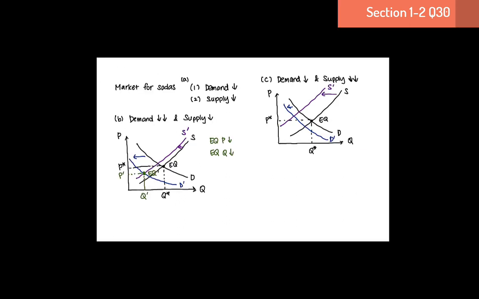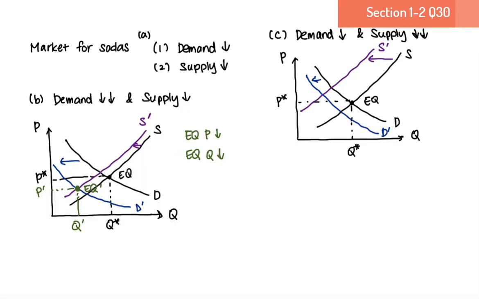However, when we draw these shifts out, since we're assuming that the fall in supply was greater than the fall in demand, your supply curve should shift to the left more than the demand curve. And where these two graphs meet is your equilibrium, with equilibrium price P prime and equilibrium quantity Q prime. Compared to the old equilibrium, we see that the equilibrium price is now higher and the equilibrium quantity is lower than before.